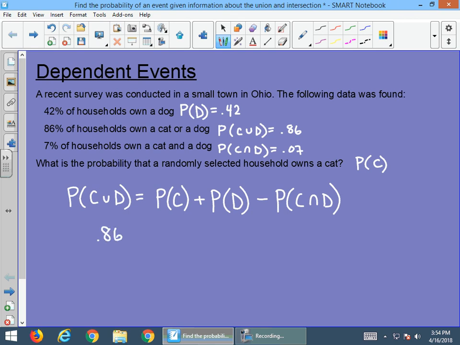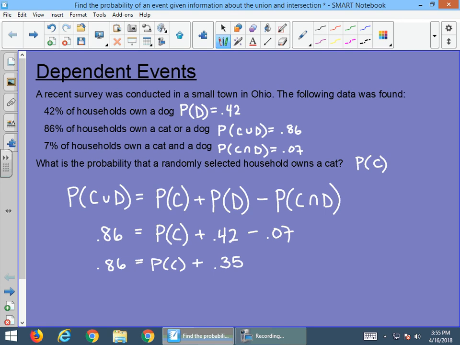So this is 0.86 equals the probability of cat. That's what I'm trying to find, so I'm just going to leave that one alone. Plus the probability of dog is 0.42 minus cat and dog is 0.07. So I can clean this up just a little bit. I have 0.86 is equal to the probability of cat plus 42% minus 7% is 35%. Just combining those like terms on the right, 0.42 minus 0.07.